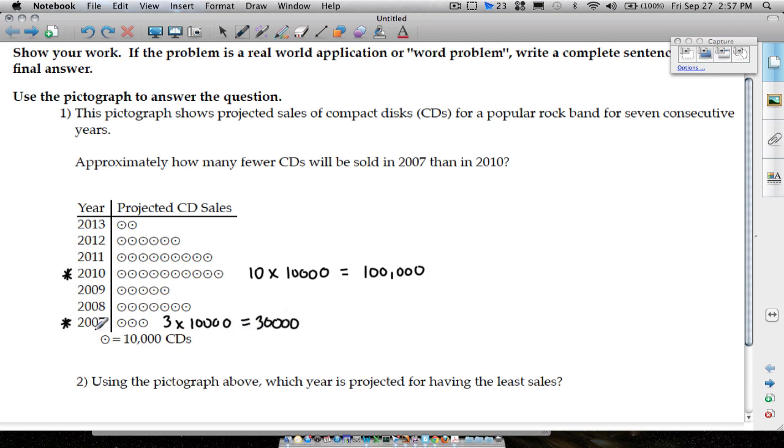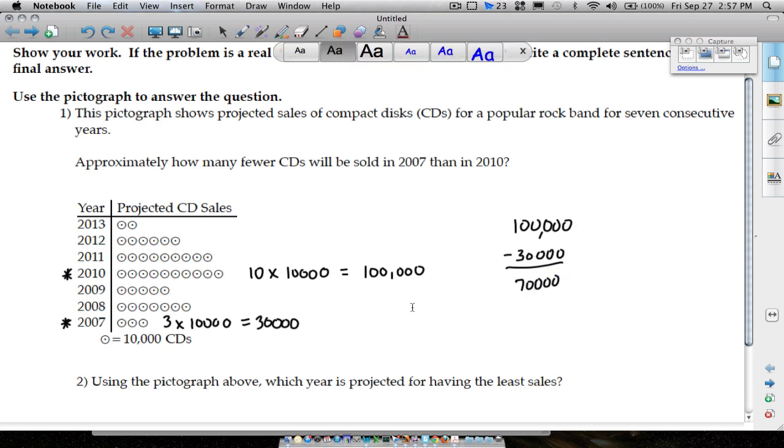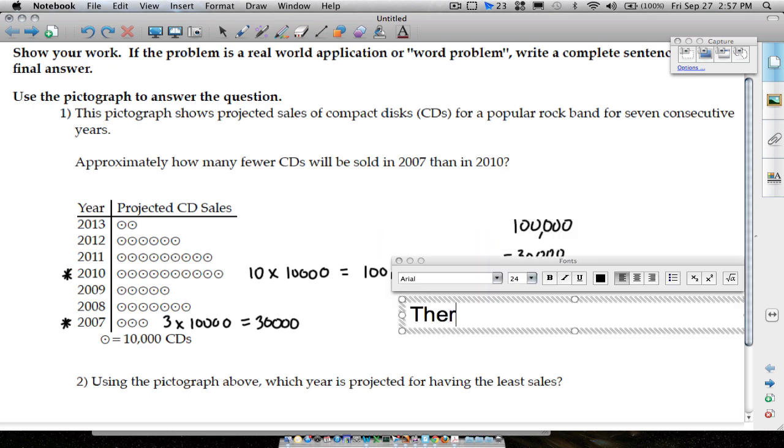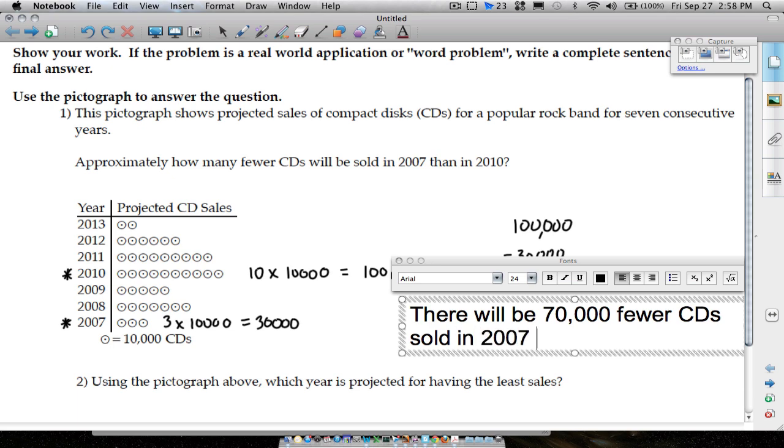So how many fewer will be sold in 2007 than in 2010? We want to find the difference between these two numbers. So 100,000 minus the 30,000, we get 70,000. So for a complete sentence there, you can word this your own way, but we could say there will be 70,000 fewer CDs sold in 2007 versus 2010.